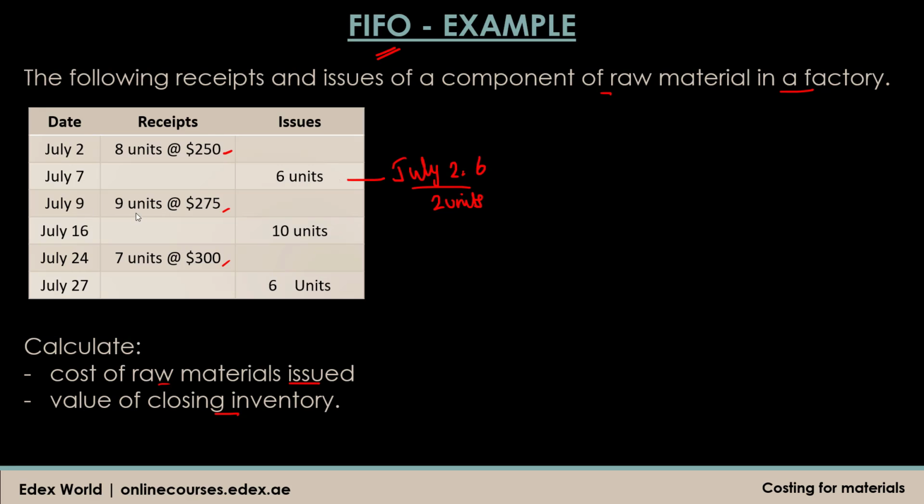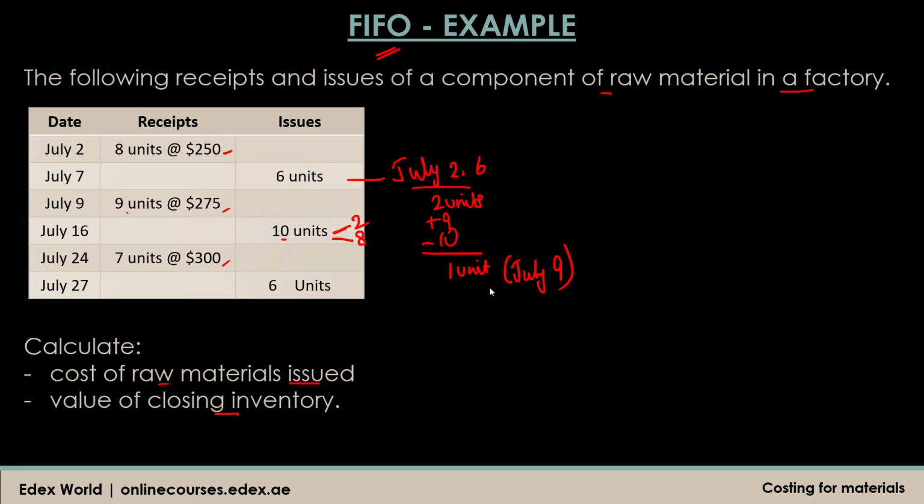Then on July 9, we received an additional 9 units. So 2 plus 9, and now we had in total 11 units. Then on July 16, 10 units were issued. Since we are following FIFO, our assumption will be that of these 10 units, 2 units would be issued from the July 2 batch and 8 units would be issued from the July 9 batch. So that makes it a total of 10 units, and so let me deduct minus 10 here. So we still have 1 unit remaining in closing inventory after July 16, and this is from the July 9 batch.